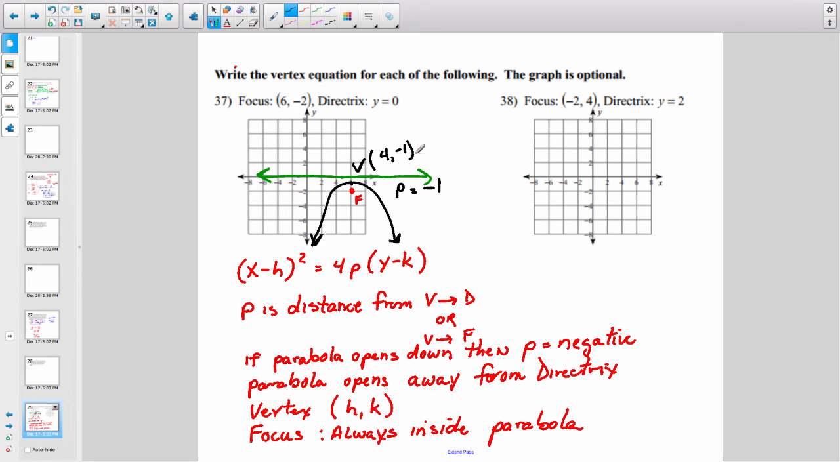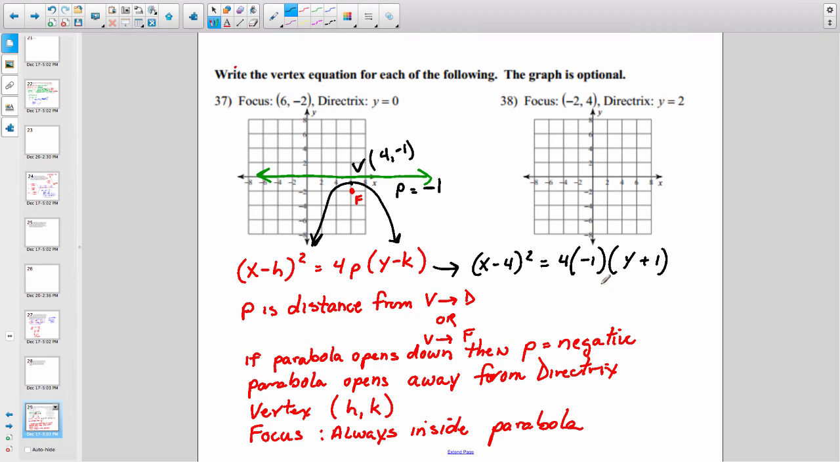So our final form of our vertex equation would be this. X minus 4 is going to be equal to 4 times -1, that's my P, times y minus k, which is now going to turn into y plus 1. Notice that the vertex form has the opposite signs of the actual vertex. So you'll always have the opposite. So if your vertex is 4, -1, in your equation it's going to be -4 and +1.